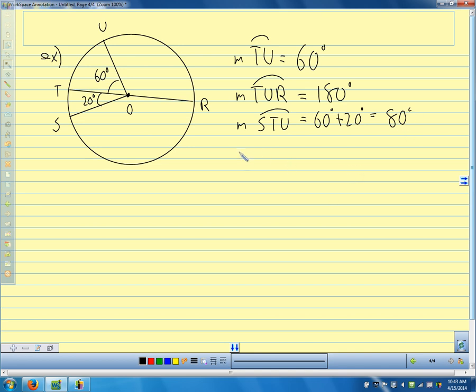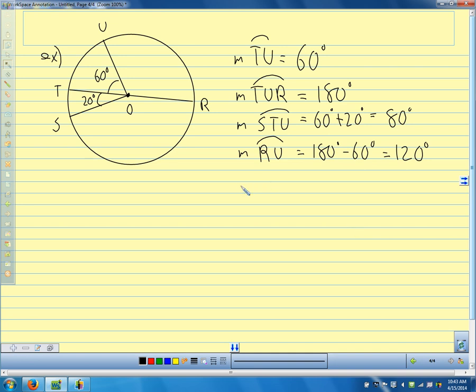How about the measure of arc RU? 120. How'd you get 120? Subtract 60. We know this part is 60. And we know the whole thing around there is 180. So we get 180 minus 60 equals 120.